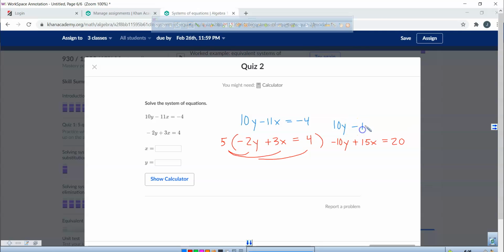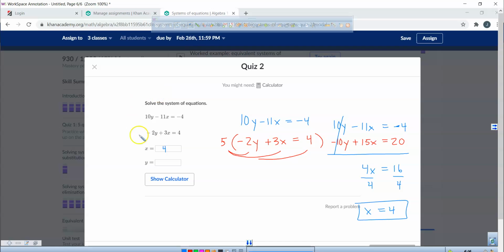What does it look like it's going to eliminate? Yeah, the y's, correct? So we add everything together. The y's cancel out. You're left with 4x equals 20 minus 4, which is 16. So when you divide both sides by 4, x equals 4. So we know x is equal to 4.